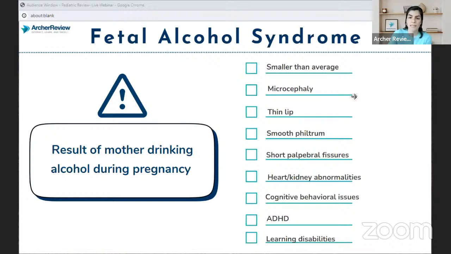So oftentimes you'll see small eyes, a thin upper lip, you're going to see a short upturned nose. So it's going to be distinct facial features for fetal alcohol syndrome. And again, you want to watch their heart, kidneys, and it can lead to behavioral issues down the line and learning disabilities down the line.